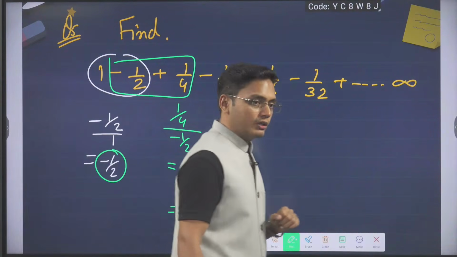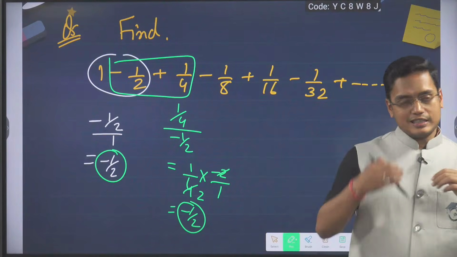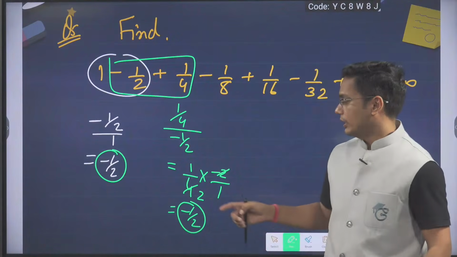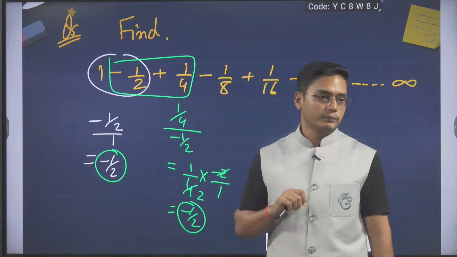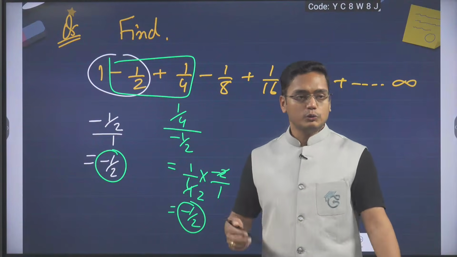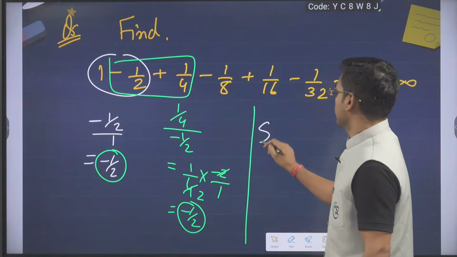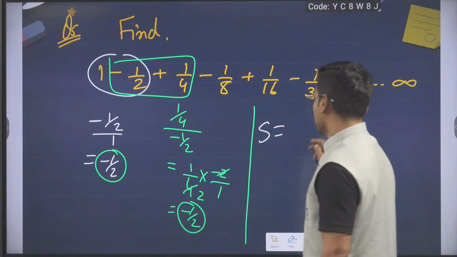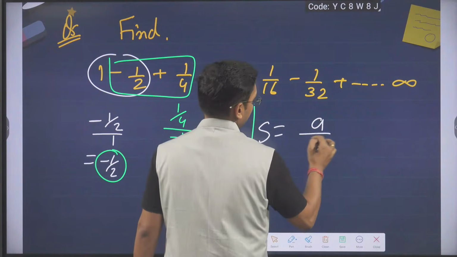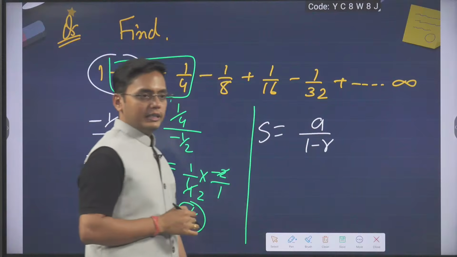So from here we got the value of R. R is the ratio. Second upon 1 is the ratio. And we got R is equal to minus 1 by 2. And once we know R, we can do the calculation. Which calculation can we apply now? We can apply the formula. Sum formula is equal to what? A by 1 minus R.